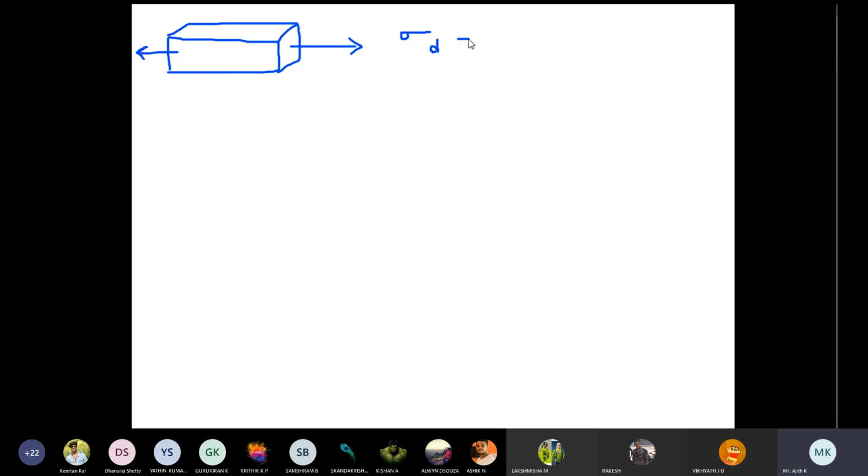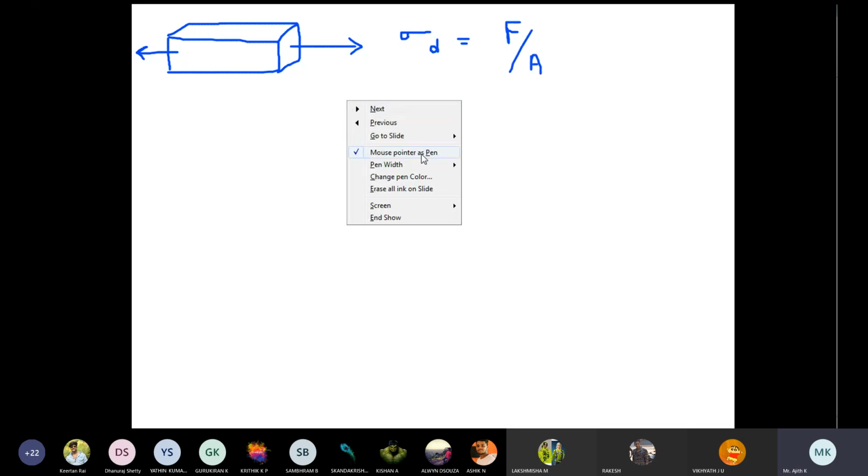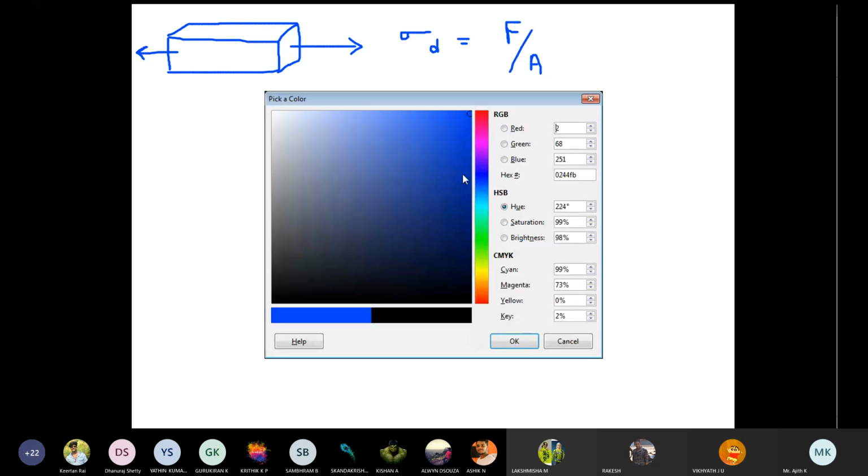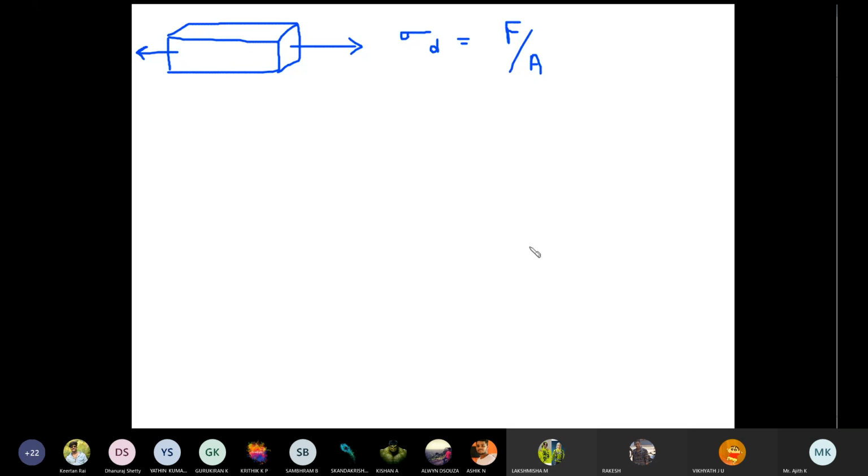And sigma direct is given by the equation force divided by area. Which area do you have to consider? You have to consider the cross sectional area. So force is acting in the horizontal direction, so the area which is perpendicular to that, the cross sectional area, this area we have to consider.